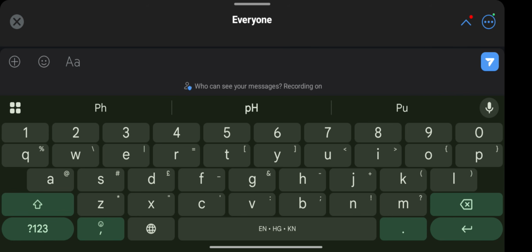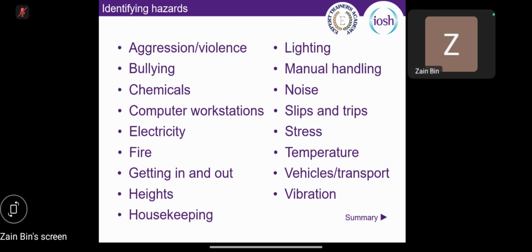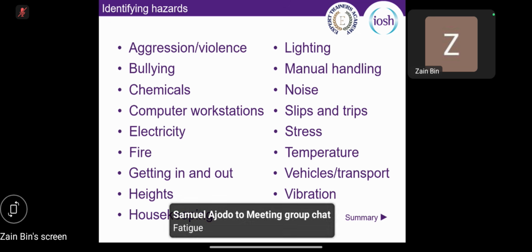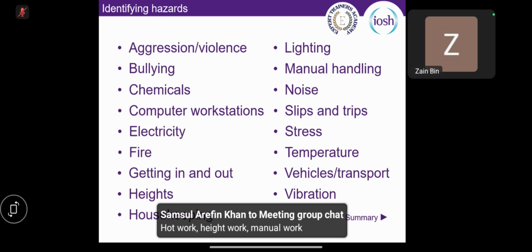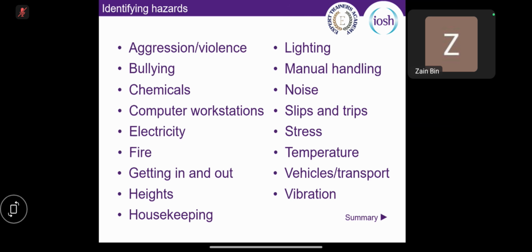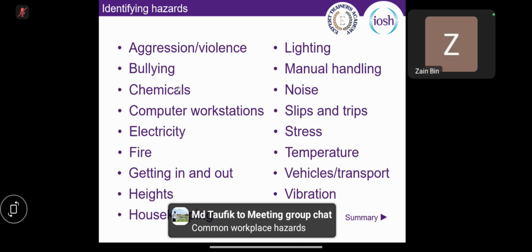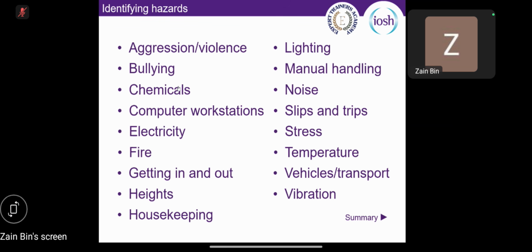These are the hazards. All these things we have seen: violence, bullying, chemicals, computer workstations, electricity, fire, getting in and out, height, housekeeping, lightning, manual handling, noise, slip, trip, stress, temperature, vehicles, transport, and vibration.